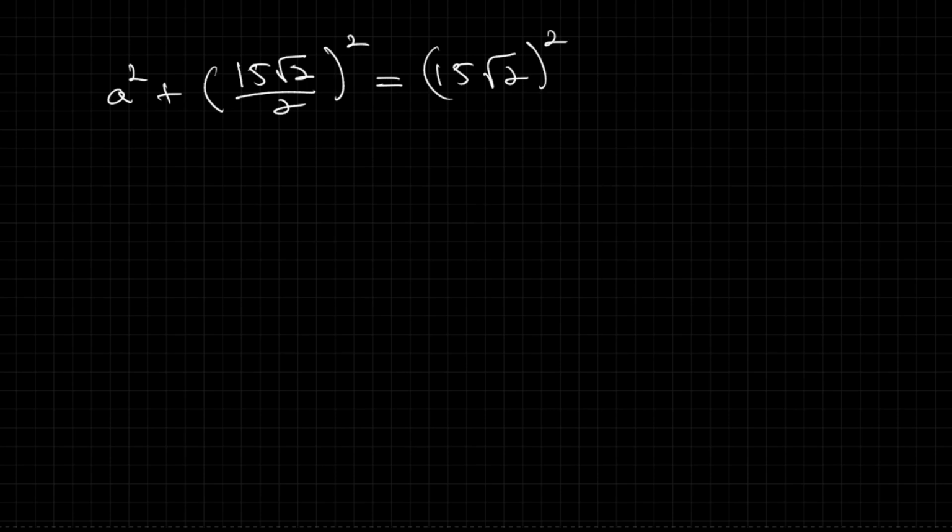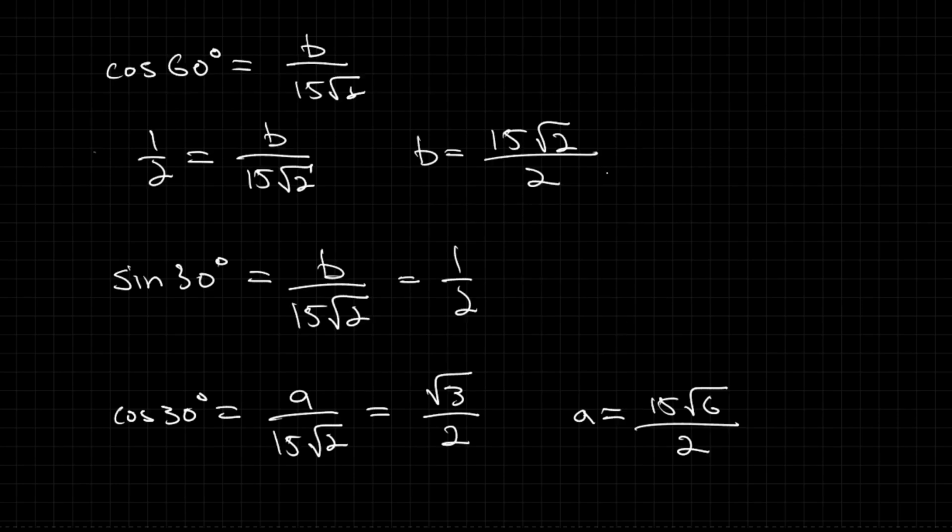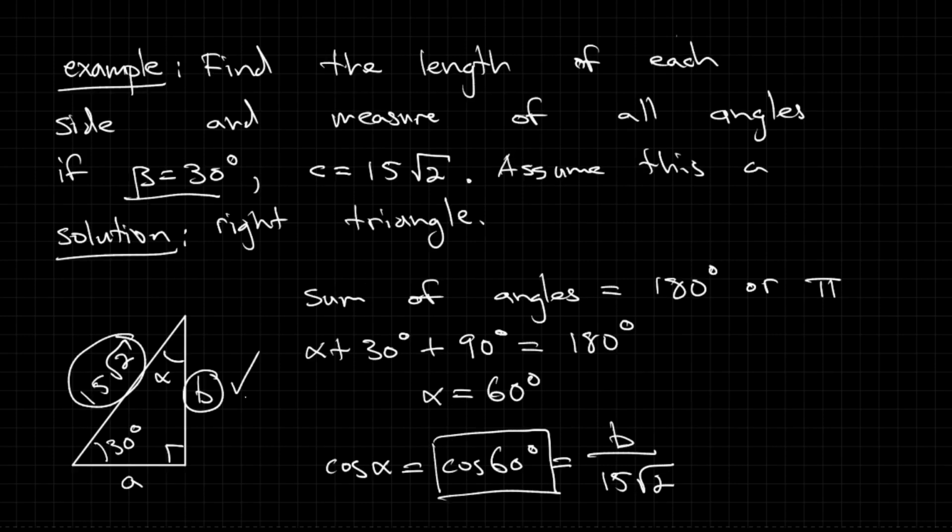And so at this point, I have figured out what a is. I figured out what b is. c was given to us, and we figured out what alpha is, and so that concludes the problem.